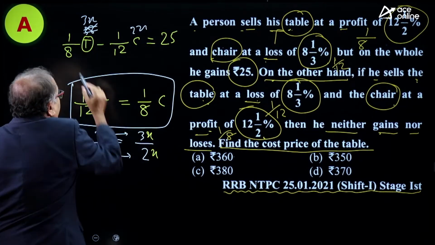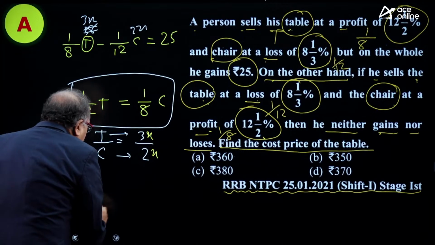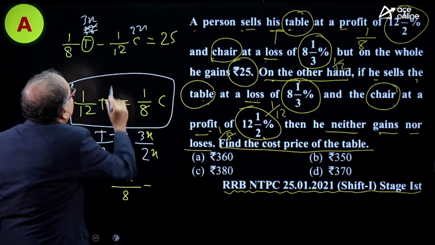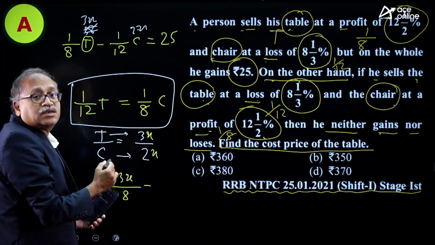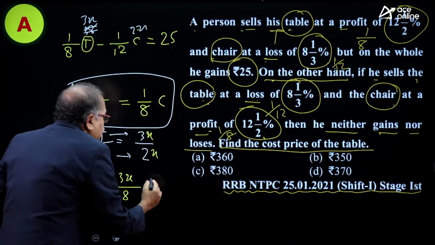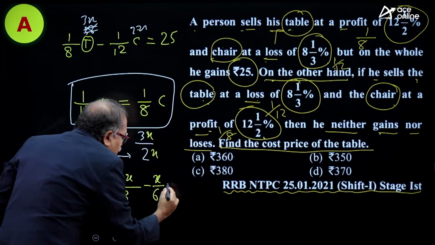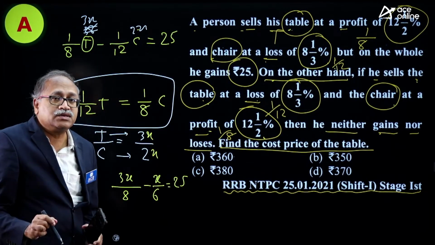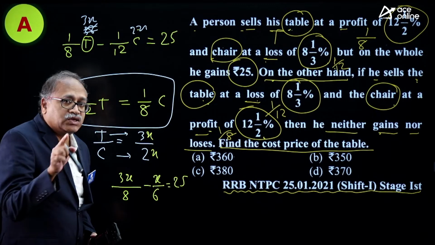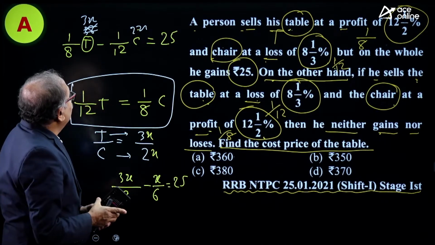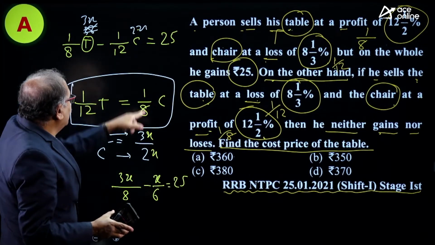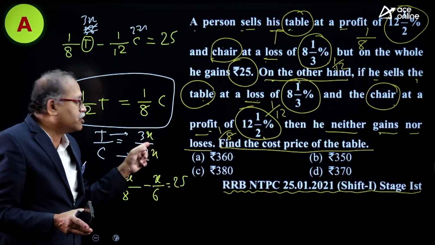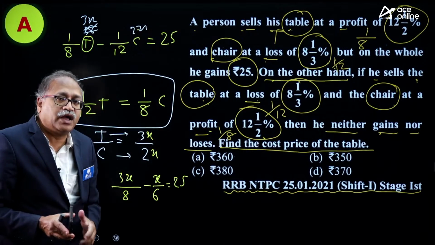So that is 3x/8 minus, what is this one? With 2, this gets cancelled. So 2x/12 becomes x/6, which is equal to 25. By solving this equation, Deepak has got the x value, and once he got the x value, he got the table cost. He replaced the table cost 3x where the x value is placed.